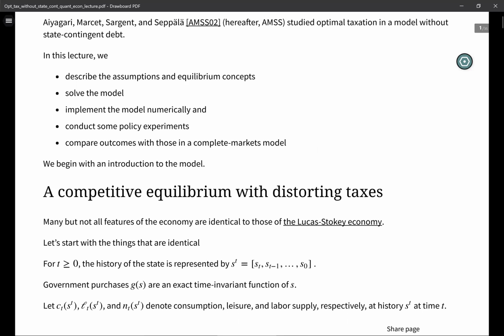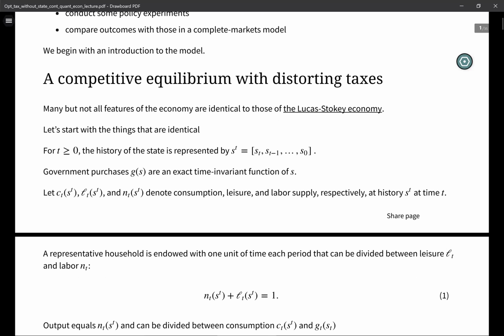So here's where we're going to go. Many of the features of this economy are going to be exactly like those of Lucas and Stokey. And by the way, the material that I'm using can be found in two places. One is the revised version of chapter 16, and the other is the, again revised, version of the lecture on the AMSS model on the QuantEcon website. And today I'm just going to lecture from the QuantEcon website.